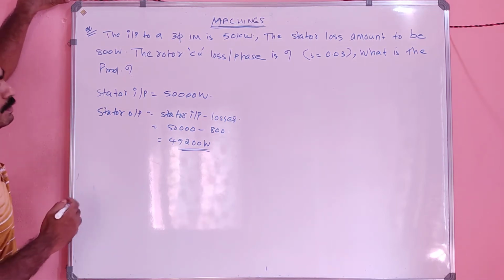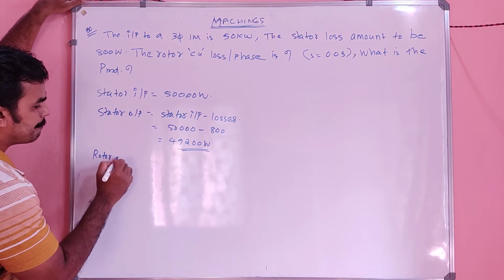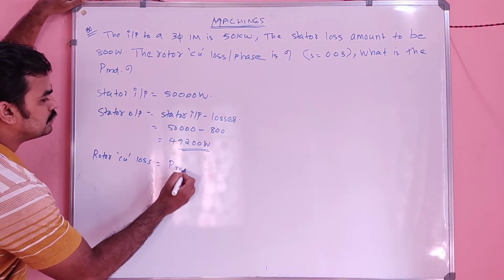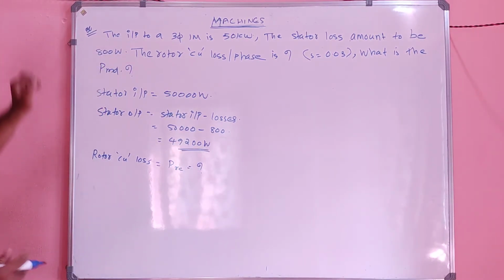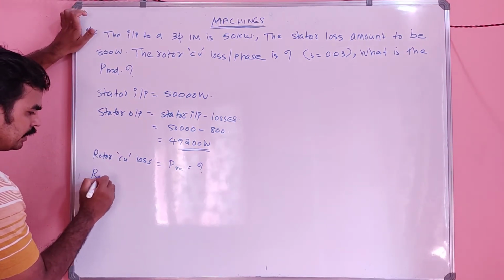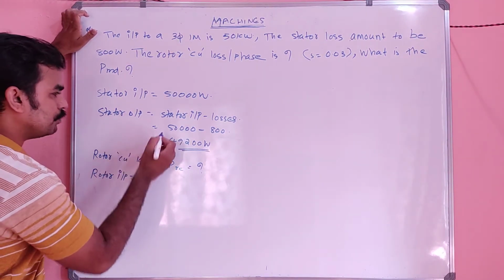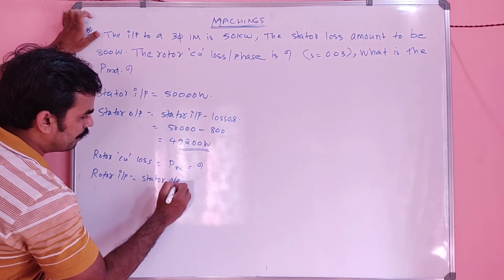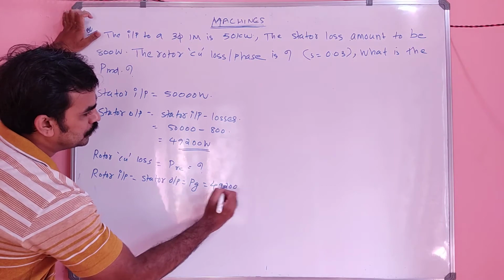The rotor copper loss per phase you have to find. So what is rotor copper loss? PRC we have to find. Stator output is nothing but rotor input, PG, which is 49,200.